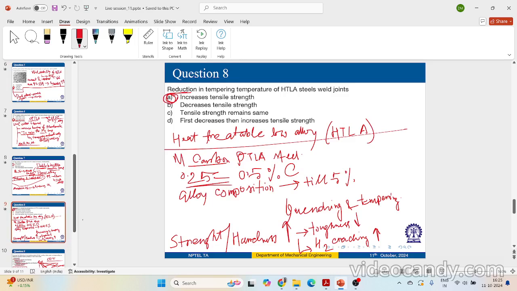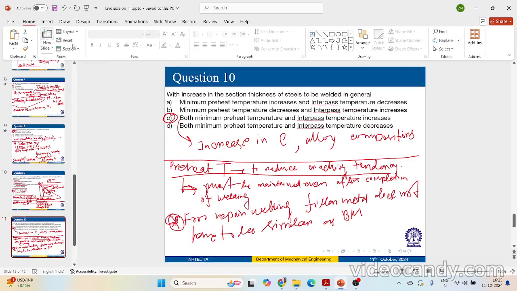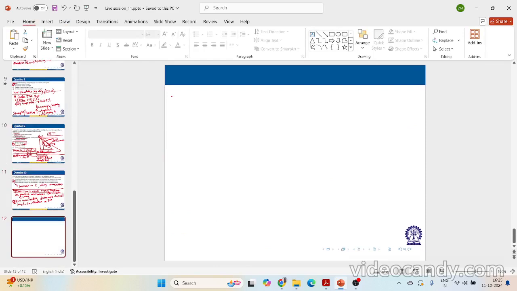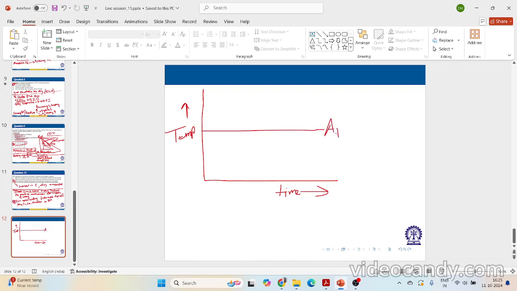Just give me some time for this, what I was talking about in terms of the thermal history. So I'll sketch something first. This is temperature, this is time. Let's say this is the A1 line, lower critical temperature, and this is the MF line. What is MF? Martensite formation finish temperature.